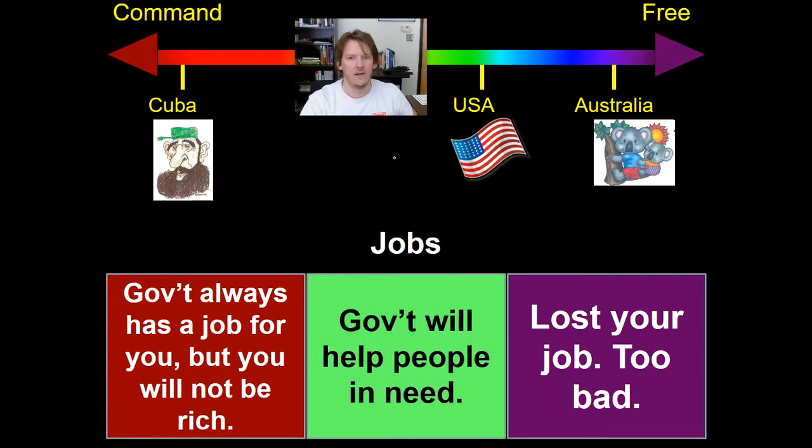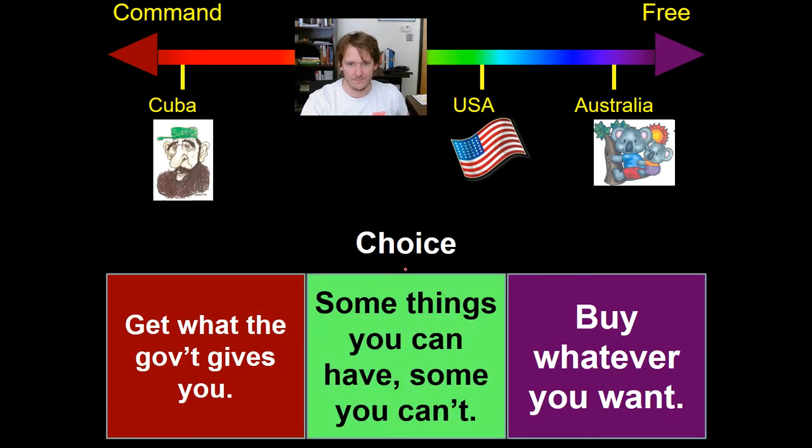Jobs. Free economy, no government involvement. Everybody gets a job. Well, here we meet in the middle. If you lose a job and you need help, the government will help you out for a little bit. I think that pretty much wraps it up. Hopefully you understand the different types of economies.